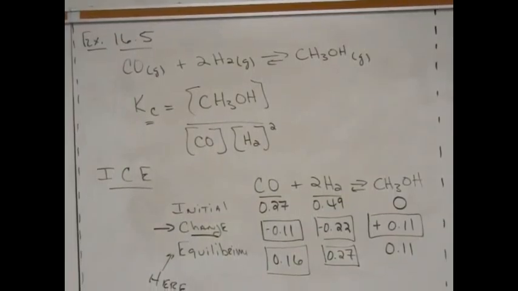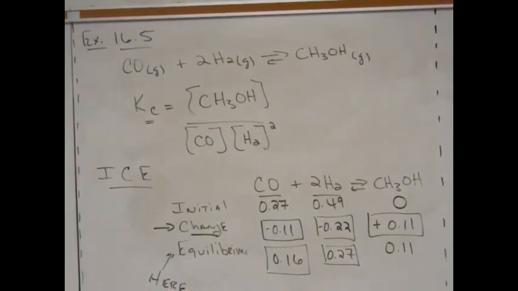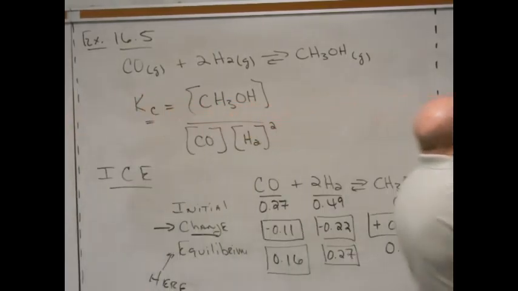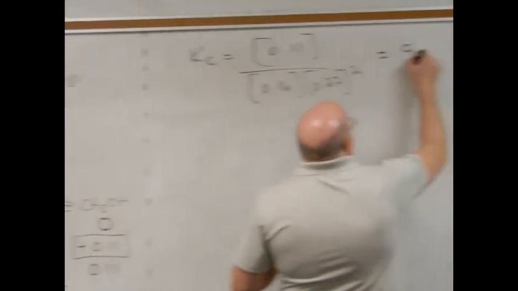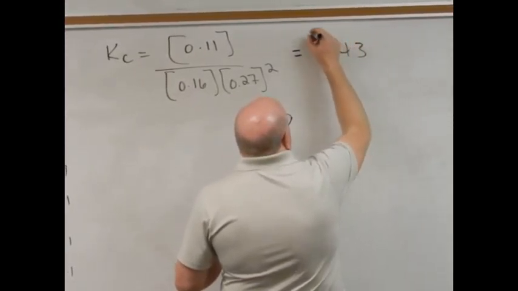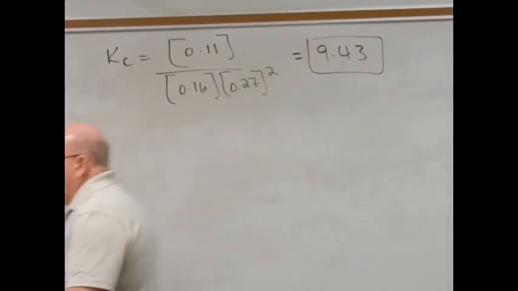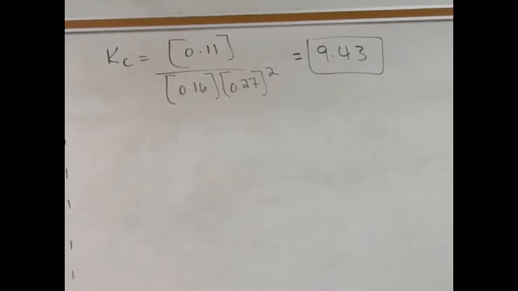We have all the numbers. Putting in the numbers, the value you get is about 9.43. And that is the Kc for that reaction. Looking at it, relative scale, greater than 1, still more product favored.